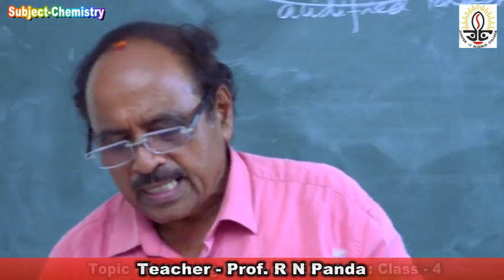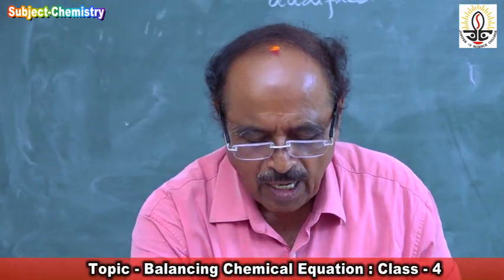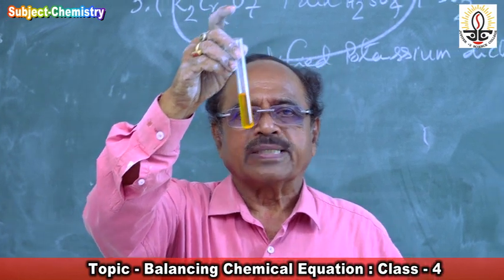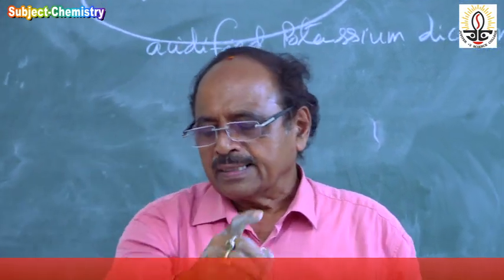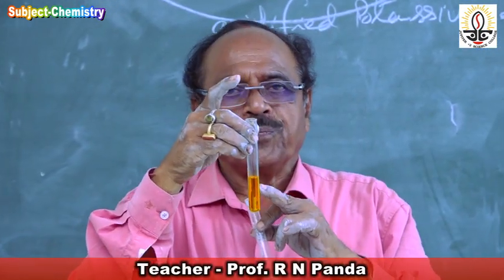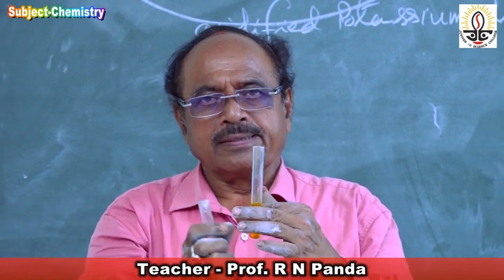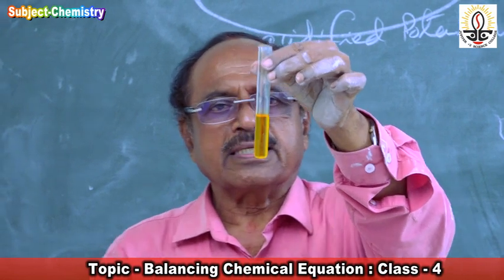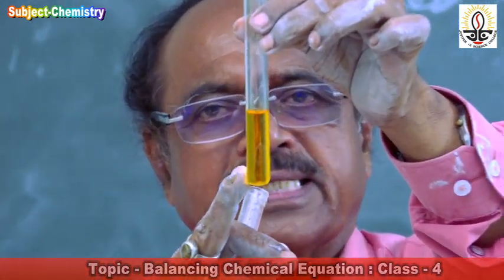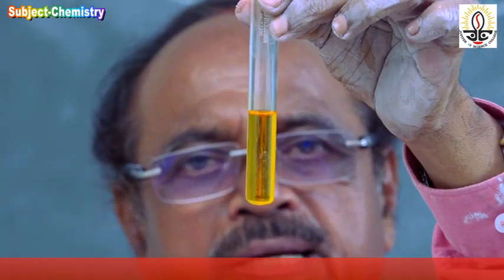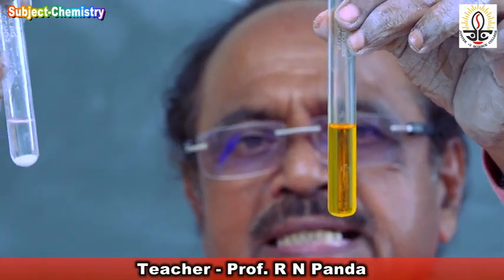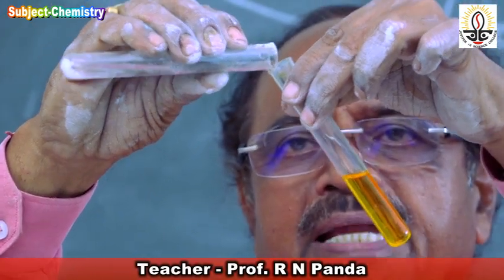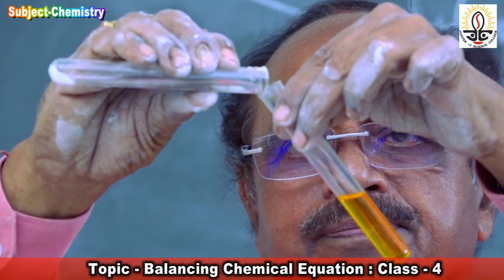And to this I am adding sulfur dioxide, now to what? To potassium dichromate. What is the color of potassium dichromate? The color is orange yellow. And see what is going to happen. Observe the change in color. This is potassium dichromate, orange yellow color. I am adding sulfur dioxide gas to that. When I add it, you observe what is happening.